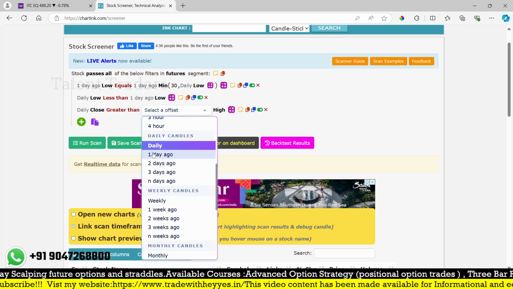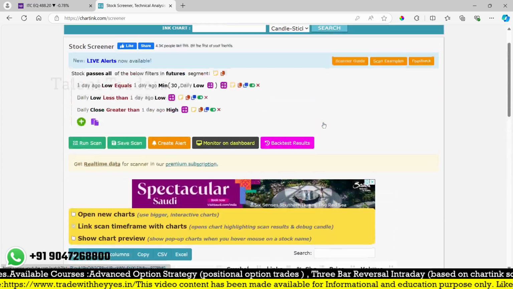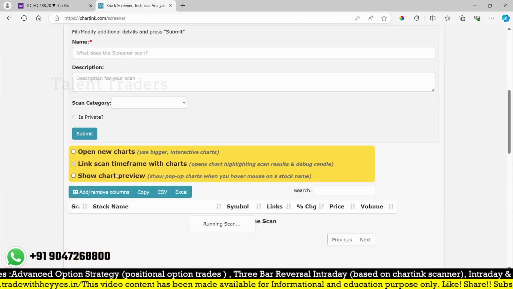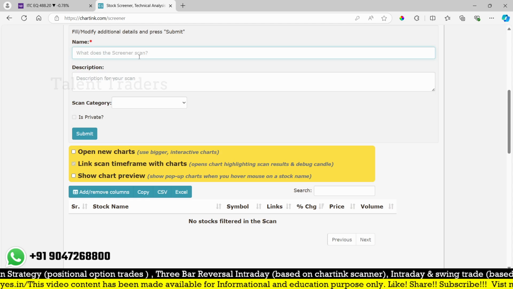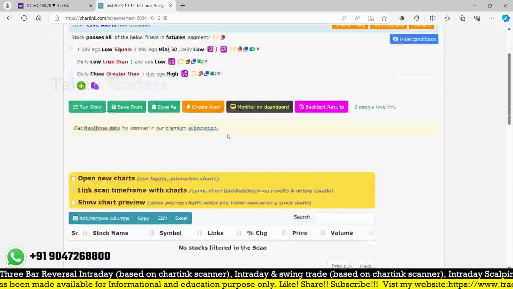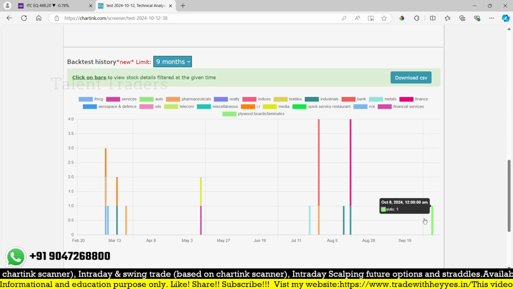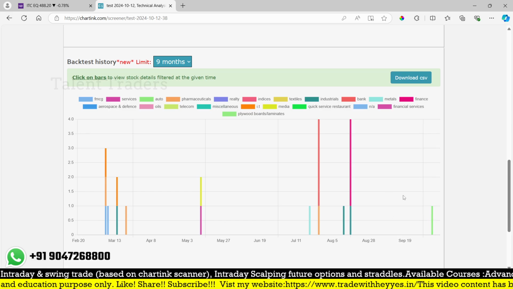We don't find any stocks. If you save the scan, you can backtest and see the backtest report. Let me try to save this. If you have any modification, we can try that too. And yes, very few stocks, which is good enough for a positional and swing kind of trade.